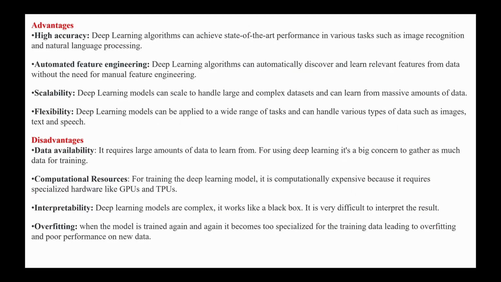So these are the advantages and disadvantages. In deep neural networks there are also disadvantages. One is the data requirements. Then high computational cost, overfitting, lack of interpretability, training time, hyperparameter tuning, and bias. So these are the disadvantages of the deep neural network, right?